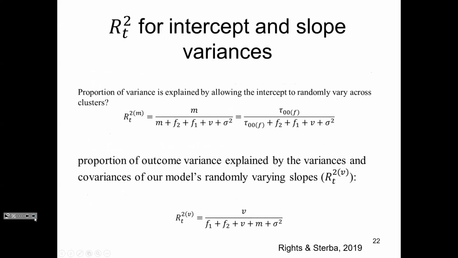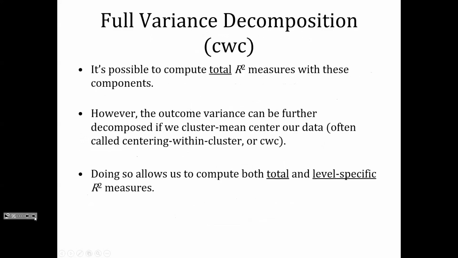And here are some more. Then they say, you know what? If you cluster mean center your data, you can really divide the variance into within and between variations. If I cluster mean center my data and then add the aggregates back in at level 2, I could decompose the total variance into level specific variance. And so then they come up with a whole slew of level specific R² measures. So how do they do that?